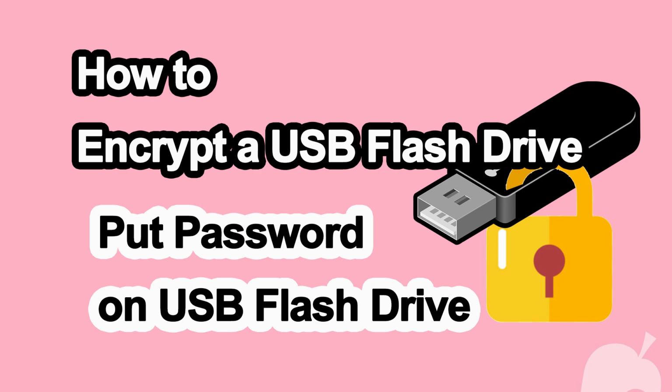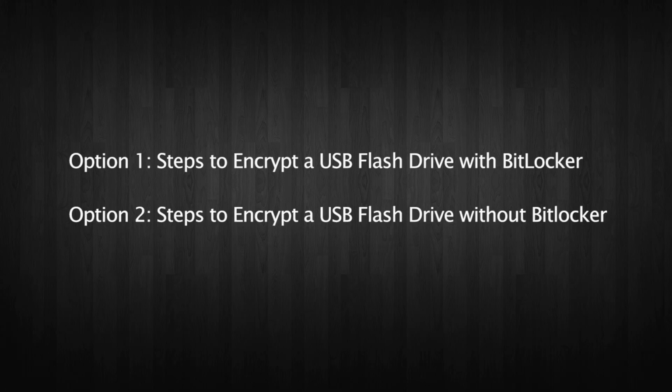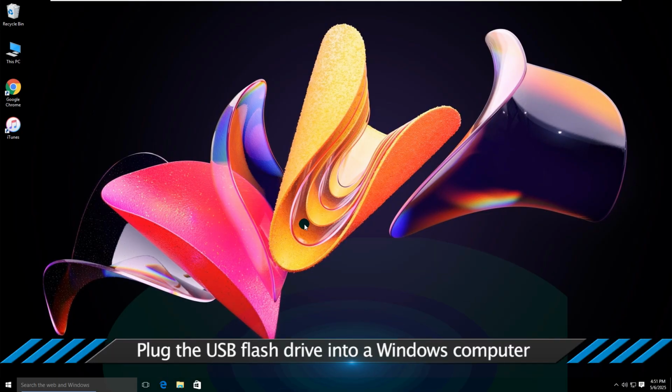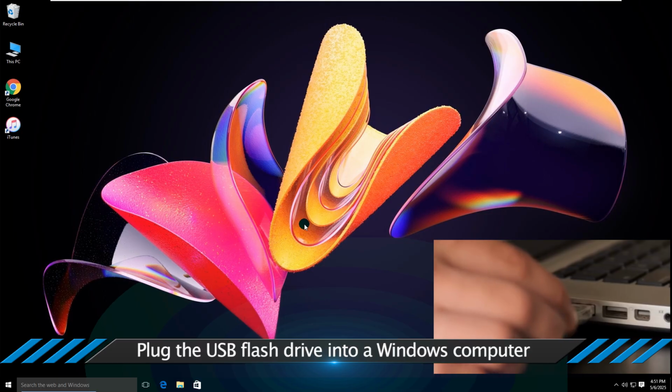In this video, I will show you how to encrypt a USB flash drive on Windows computer. Option 1. Steps to encrypt a USB flash drive with BitLocker. Plug the USB flash drive into a Windows computer.